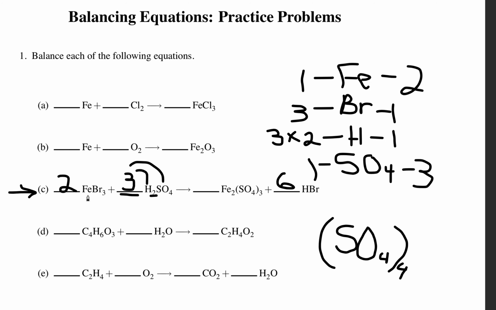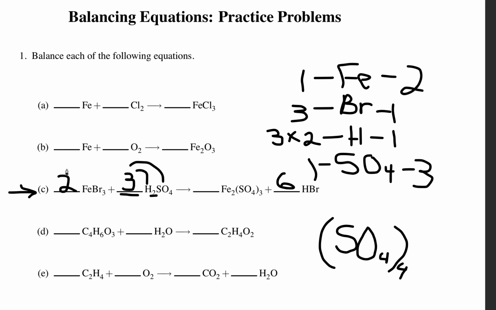So right now I have 2 iron atoms right here, 2 iron atoms right here. 6 bromine atoms just by multiplying this subscript by the coefficient. 6 bromine atoms right here. 6 hydrogen atoms and also 6 hydrogen atoms over here. And lastly, I have 3 sulfates on the left and 3 on the right. So this equation is balanced, okay? So this would be my final answer, all right?